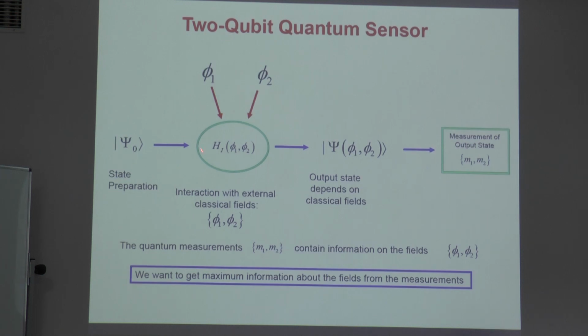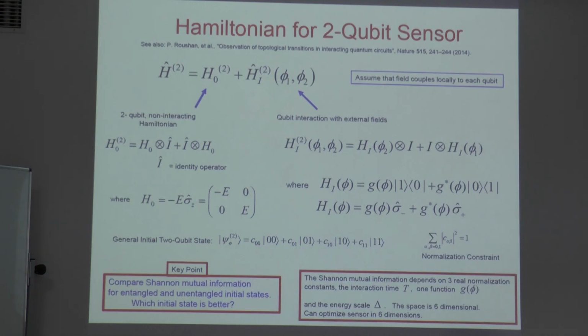You prepare a state, you have some interaction Hamiltonian, which depends on two fields, and you allow the interaction to go on for a little while, and then the state comes out, and you make a measurement. You get two measurements because there's two qubits. M1 is for qubit 1, can be 0 or 1, and qubit 2 can be 0 or 1. And you want to get maximum information about the two fields. So how do you write down a Hamiltonian for a two qubit sensor?